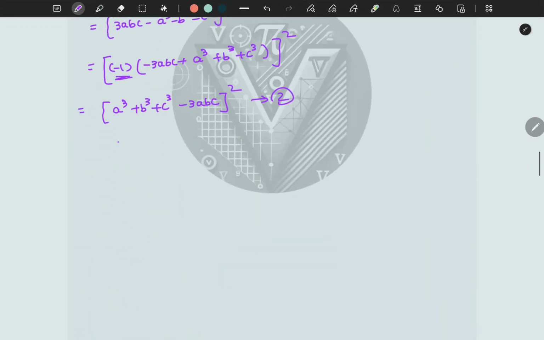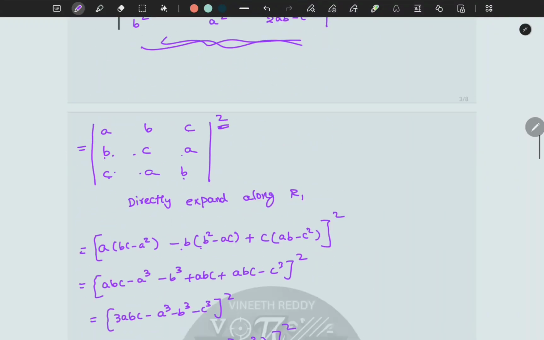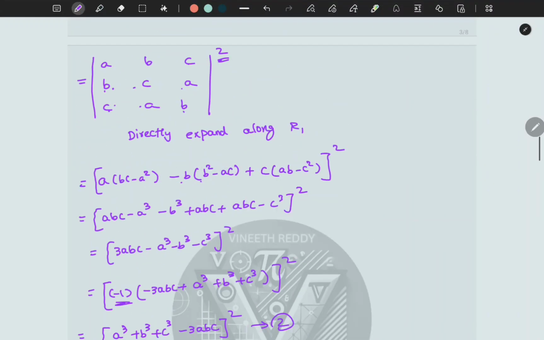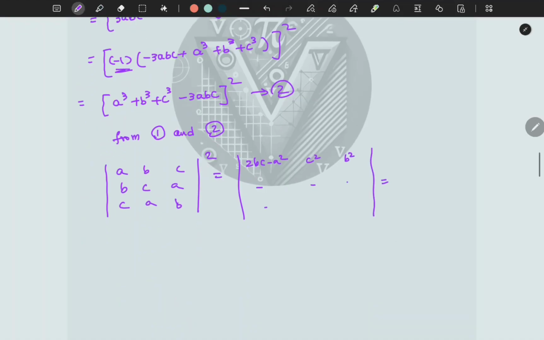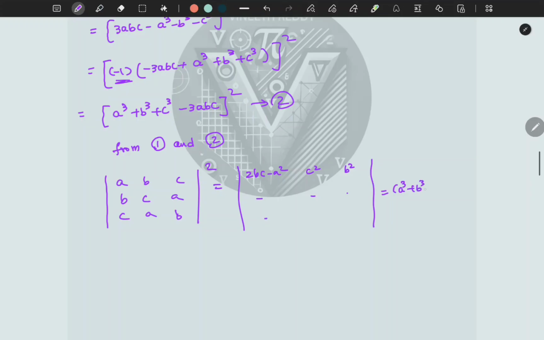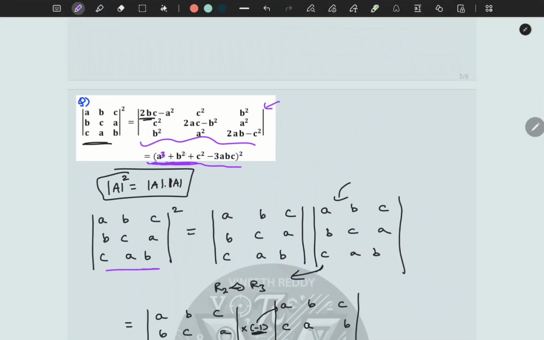See, from 1 and 2 what can we say? From 1 and 2 we can say the determinant of ABC, BCA, CAB whole square is equal to the determinant of, now just write this determinant here, that is 2BC minus A square, and then what do we have? C square, B square. Please fill the second row, and that will be equal to this also, A cube plus B cube plus C cube minus 3ABC whole square. And now we can comfortably say hence proved, right? That's what I think we have to prove here. I guess there is a small error in the question. This should be cube instead of square. Please make a note of it.